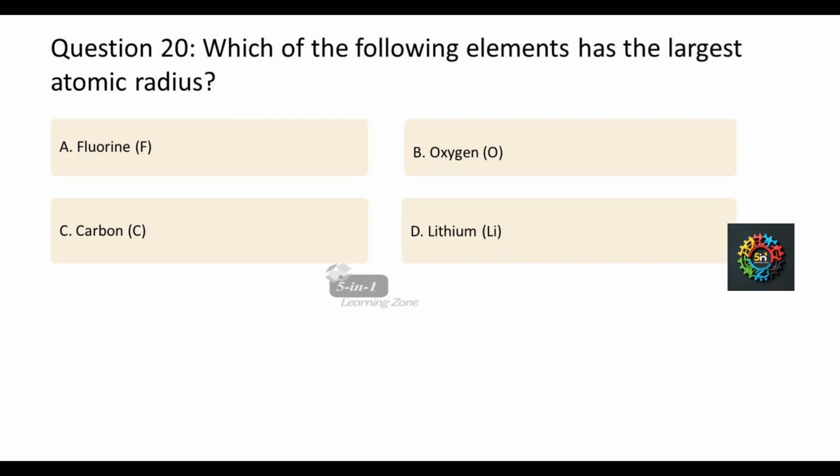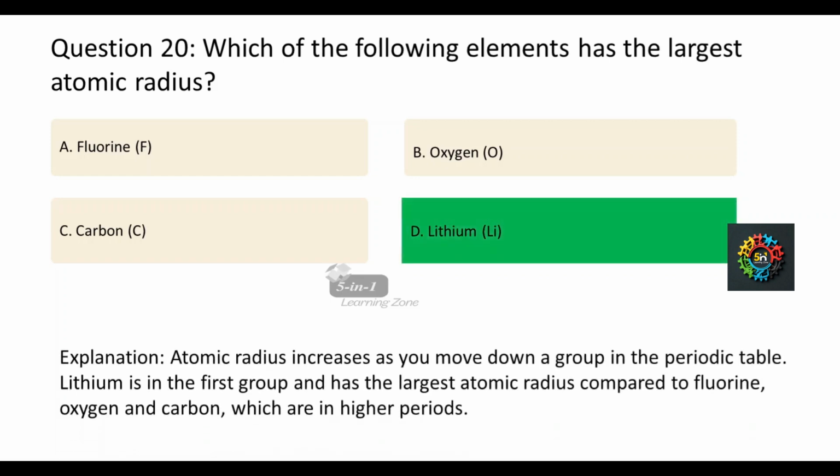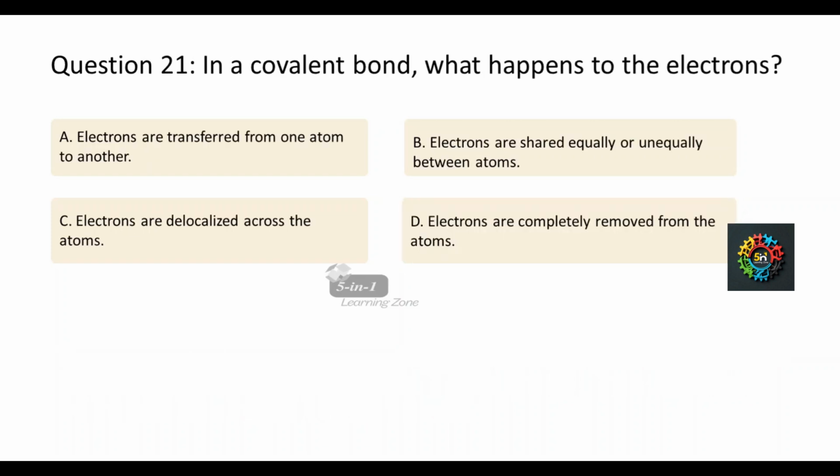20. Which of the following elements has the largest atomic radius? Answer: D. Lithium, Li. Explanation: atomic radius increases as you move down a group in the periodic table. Lithium is in the first group and has the largest atomic radius compared to fluorine, oxygen, and carbon, which are in higher periods.